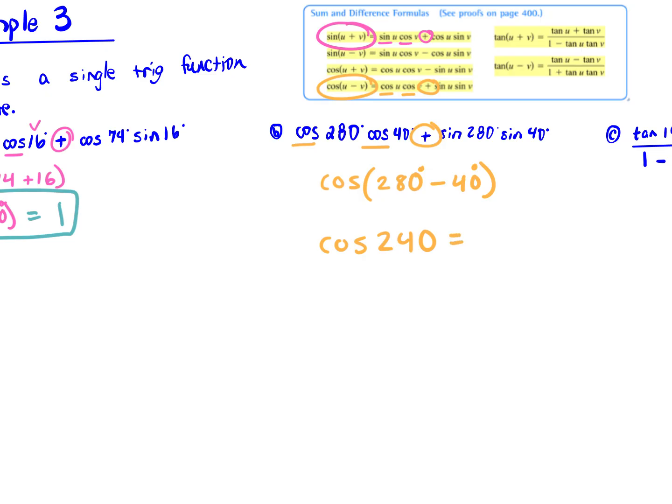Now we want to see what the cosine of 240 is. So I'm going to go back to my unit circle. Cosine tells us we look at what? The x value. So what's our x value at 240? So this would be negative 1/2. So this is our answer. We need to write it as a single trig function and evaluate.